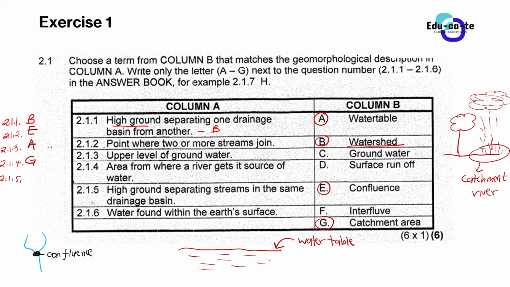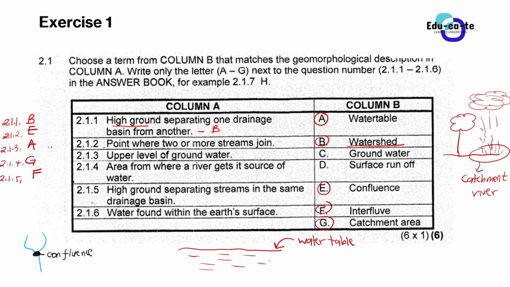And then now 2.1.5, what is the higher ground that is separating streams in the same drainage basin? Remember, when I've got two streams in the same drainage basin or in the same river system, they are separated by a higher ground that is known as an interfluve. I've also covered that in the river system video. I will drop the links to those two videos in the description as well as in the comments.